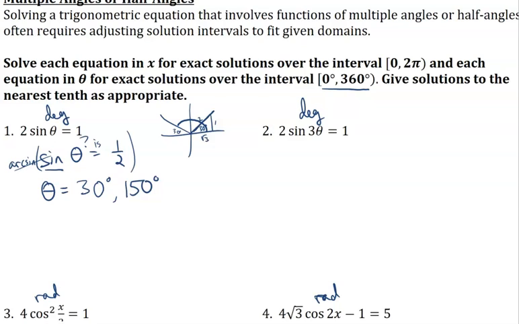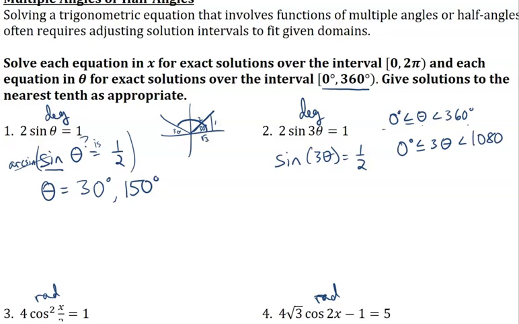So for this one, I have 2 sine of 3 theta is equal to 1. So I'm going to divide both sides by 2. So I'm going to have sine of 3 theta equals 1/2. Now let's talk about where theta can be for a second. Theta is between 0 and 360, then multiplying all 3 sides by 3, I get 3 theta is between 0 and 3 times 360, which is 1080.